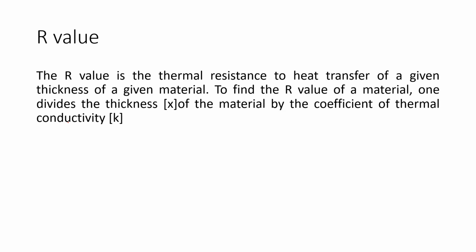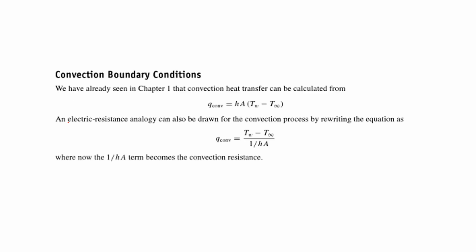So the R value is basically thermal resistance to heat flow for a given thickness of a given material. How much resistance it is showing against the heat flow can be shown by the value of R. And to find the R value, we just divide the thickness of material by the thermal conductivity, as we have seen in the equation in the previous slide.